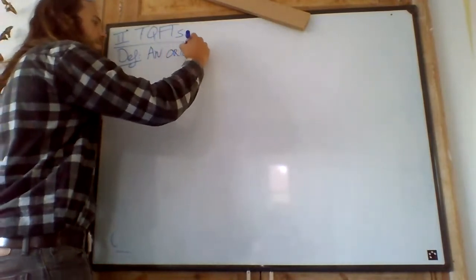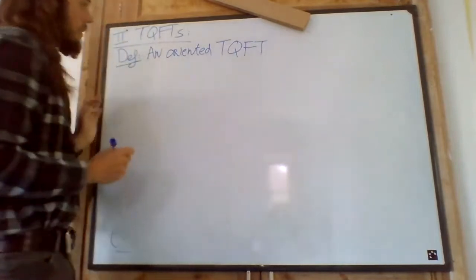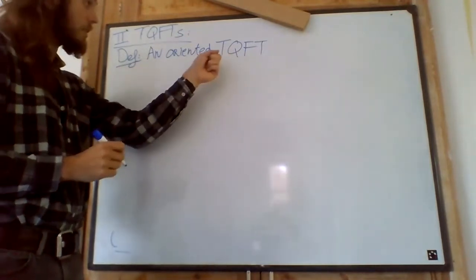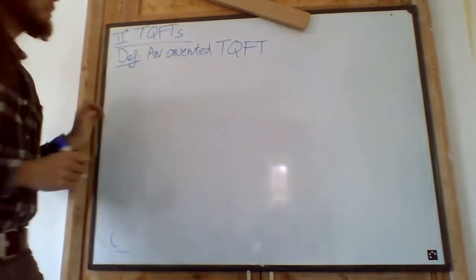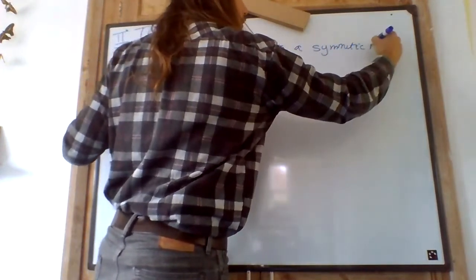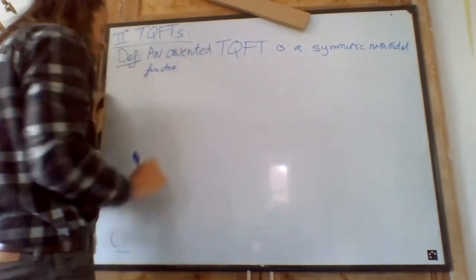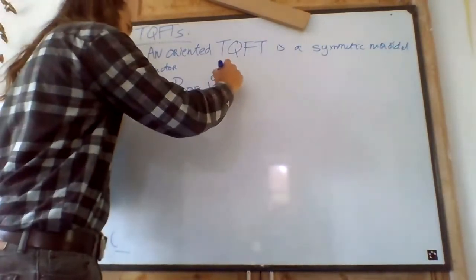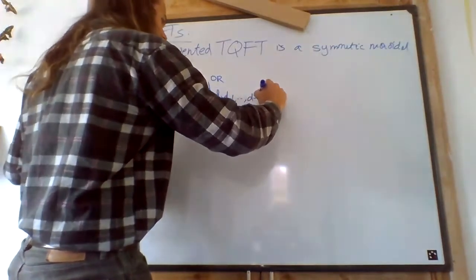An oriented TQFT, so when you work with something that has an abbreviation, there's always the risk that you forget to tell people what it stands for. So TQFT stands for topological quantum field theory. And that's the last time that I'll say that out loud, I think. So an oriented TQFT is a symmetric monoidal functor which has as its domain a category of oriented cobordisms in dimension d, d minus 1, down to d minus k.